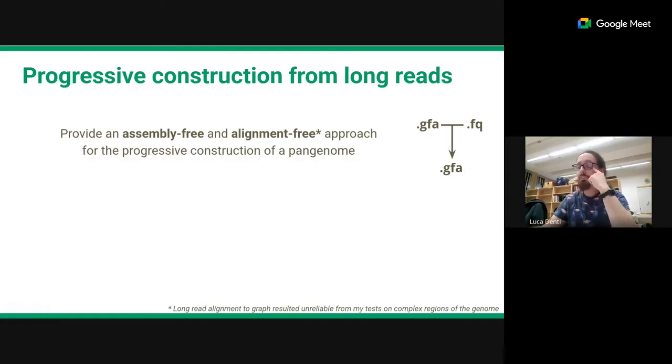Alignment-free because I tried several long-read alignments to graph, and they weren't that reliable. But maybe I should try the GGGraph that we saw this morning. Maybe it will improve things a bit. So my problem is: I have a pangenome GFA file and a set of reads, FASTQ, and I want to augment the pangenome with read information, with all the information that is not already in the graph but that is in the read sample.